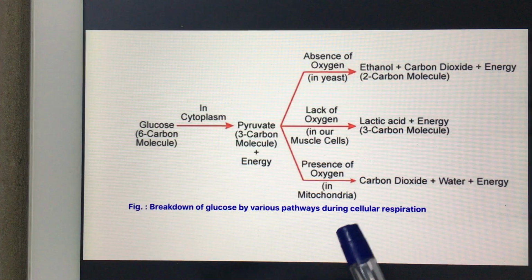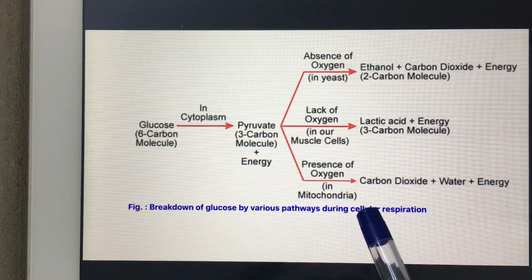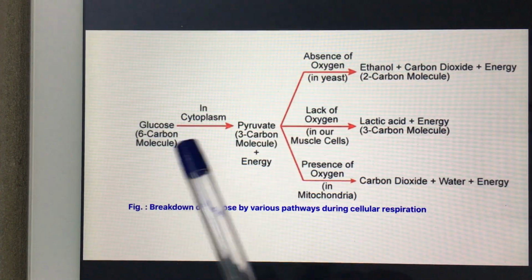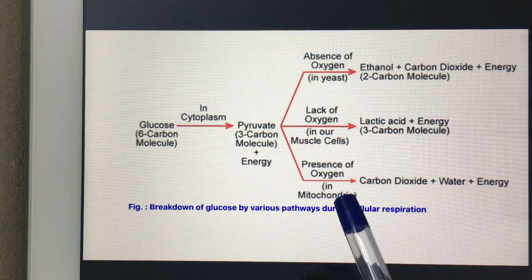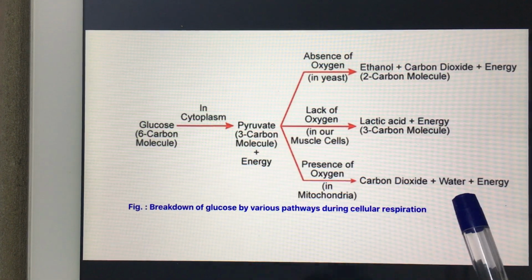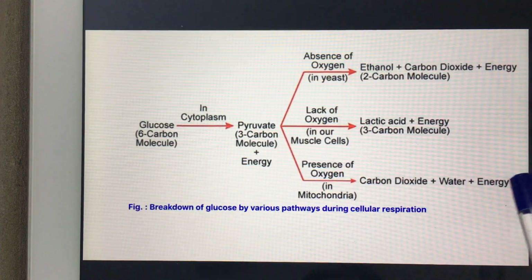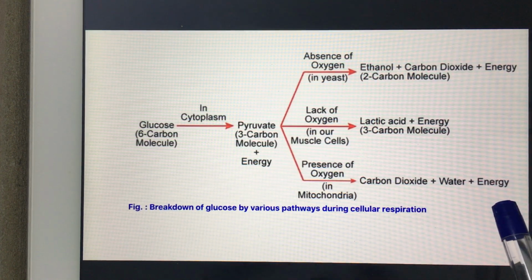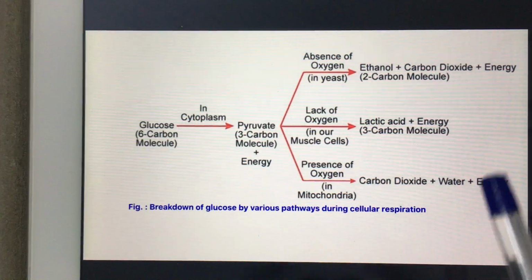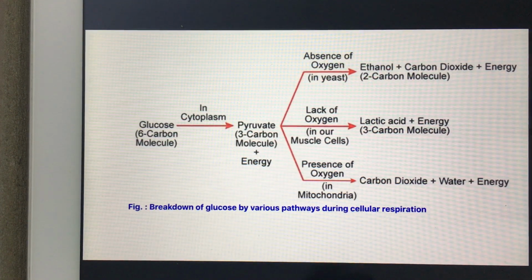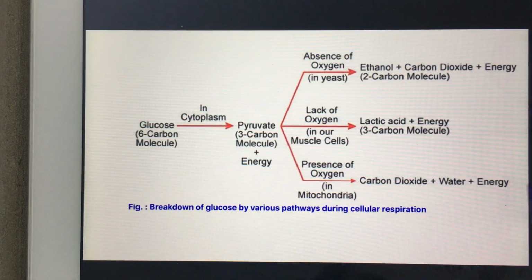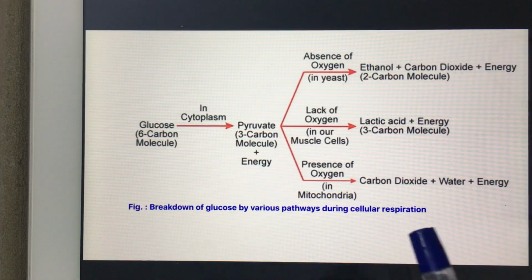The third, that is the aerobic respiration. It happens in this way. Again, glucose converts to pyruvate, then this converts to carbon dioxide, water and energy. 38 ATP molecules are produced in this case, while in these two cases only 2 ATP molecules are produced, and this takes place in our cells in mitochondria.